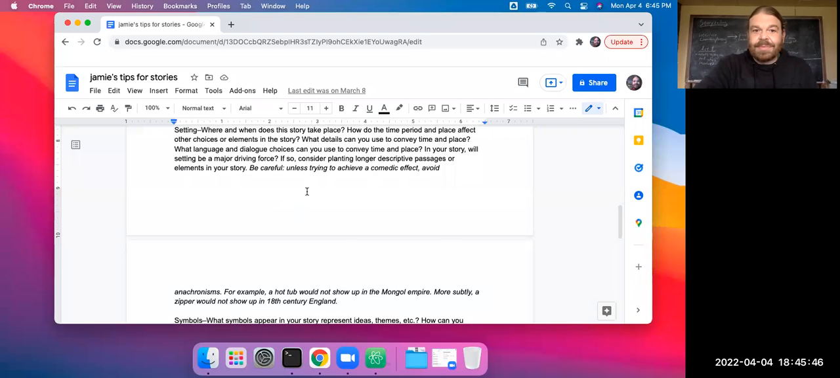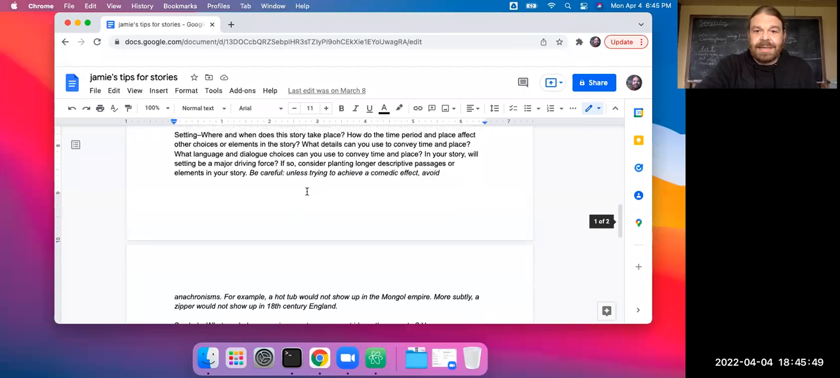The setting, that's kind of obvious. Where does it take place? How does the time period and place affect other choices? It's an important question to ask because sometimes we need to stay completely accurate, but that's not a total restriction, right? If we were doing something with, say, medieval knights in some kingdom, if we put in things like a flamethrower or a chainsaw, that's just for comedic effect, basically. But comedic effect is important in a story. So depending on our story, we might want things like that.